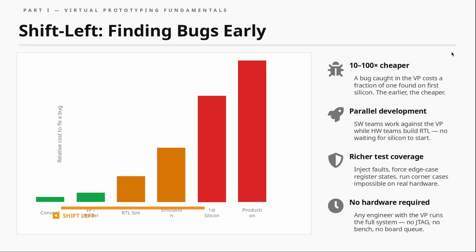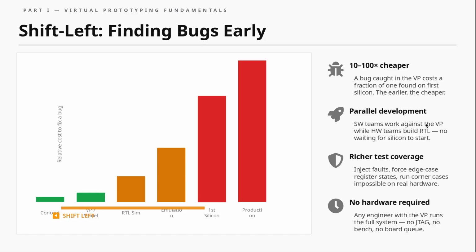Because VP is essentially software, you get the benefits of software. So it is cheaper. You can develop in parallel. Meanwhile, your RTL team is working on the RTL. Your embedded guys are now no longer sitting idle.